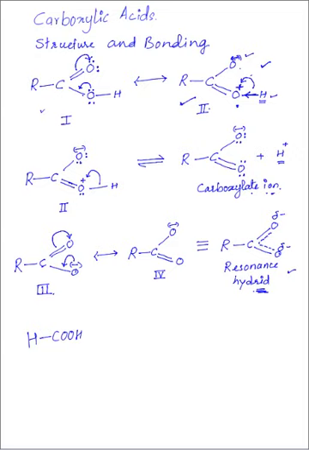In formic acid, the two CO bonds have different bond lengths, because in formic acid, this is hydrogen, carbon, and one is C double bond O, another one is C single bond OH. So this is formic acid. Two CO bonds are present, both having different bond lengths.